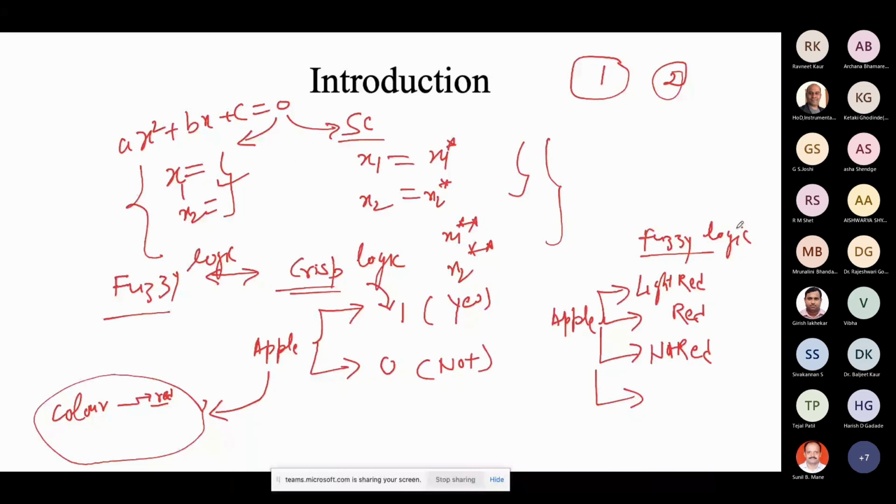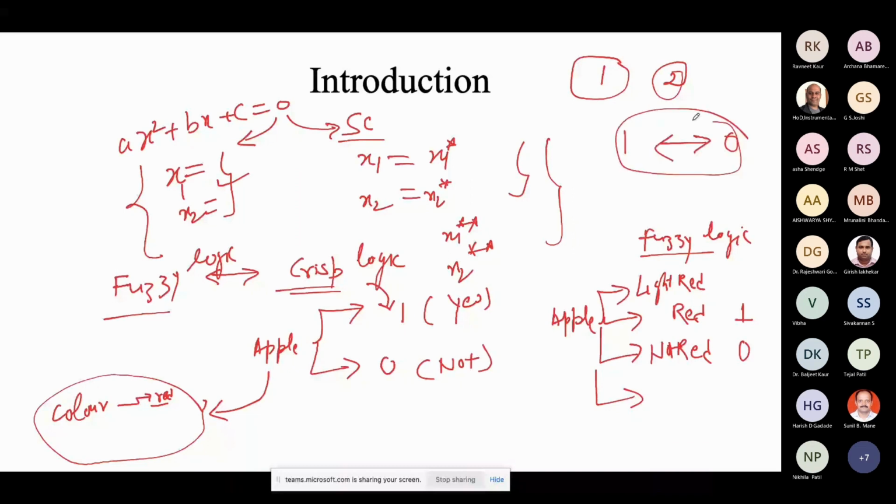Suppose, for example, red is 1 and not red is 0. In between 1 and 0, we have many answers, like light red, dark red, and likewise. Here we must understand why it is important: because we have a practical answer. That's why fuzzy logic comes into the picture.